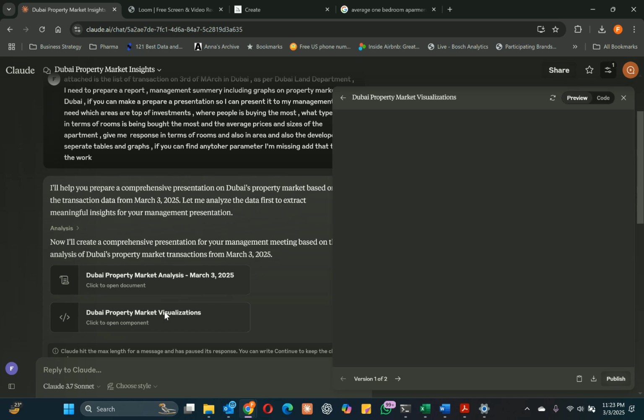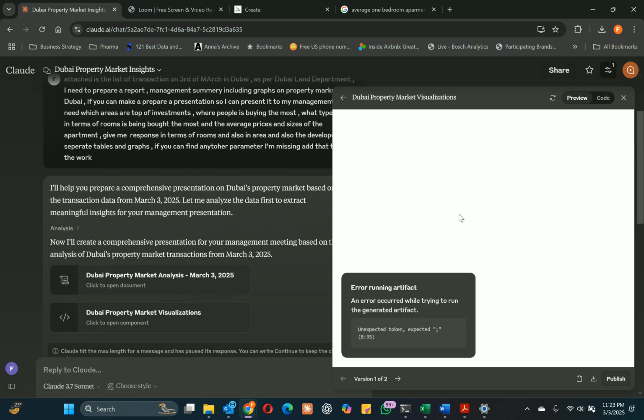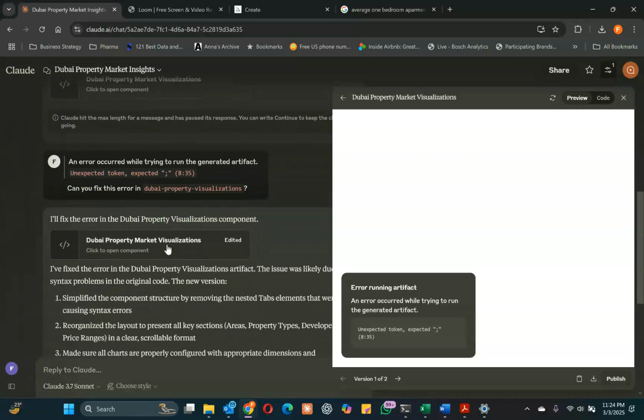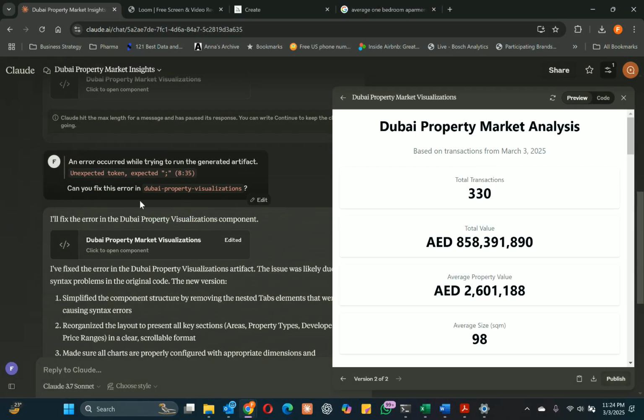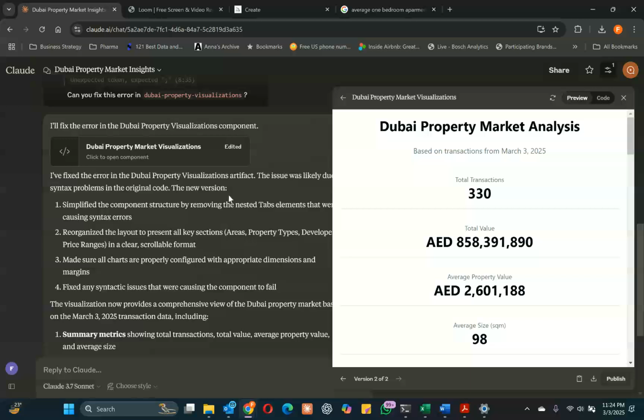Now I also asked for visualizations like graphs and charts, and it gave me an error over here. So I ran it again. You can see unexpected token, so it gave me an error. But again, I told it to run it again. It gave me the whole thing.